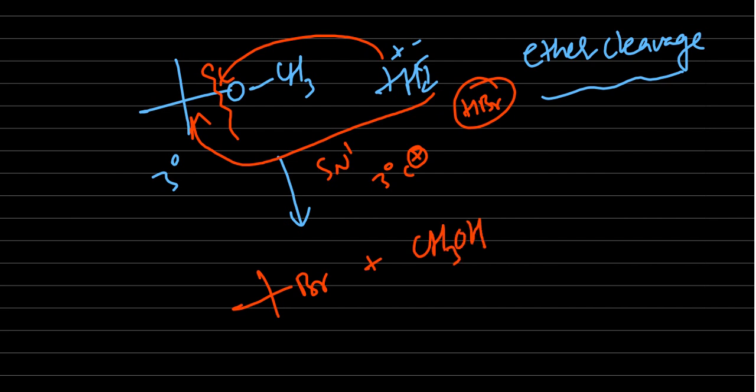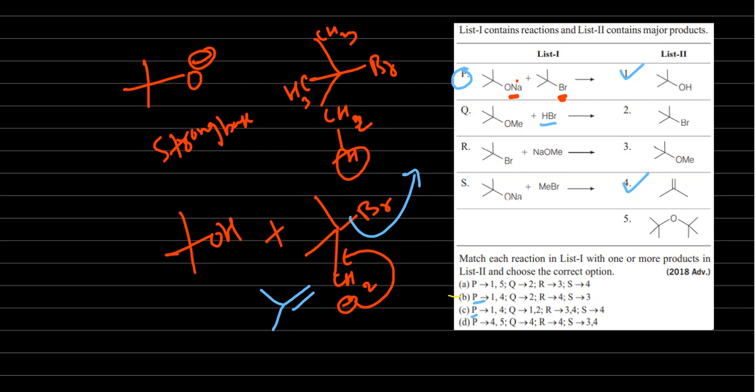Okay, in the case of Q, methyl alcohol is one option, but another one is alkyl bromide. So Q is giving 2. 2 is giving 2 in both cases, but we already confirmed that it will be B or C. So Q is B means B option is right. Again, you can confirm R and S also.